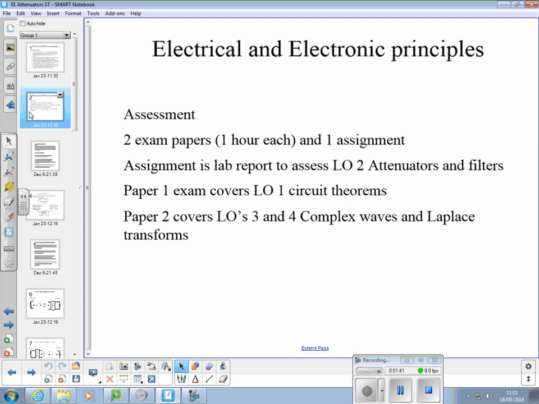Around the assessment. The assessment is two exam papers, each of 1 hour, and one assignment. The assignment is a lab report to assess learning outcome 2, attenuators and filters. So we'll spend about half of this semester on that. I'll teach you about attenuators and filters over the next 2 weeks. Then we'll have a period of time where the lab equipment and the software will be available for you to do the lab work experiment, get your results, and do any simulation work that you need to do. You'll then have a period of time after that, when the teaching is finished, to write up a professional lab report and hand it in.